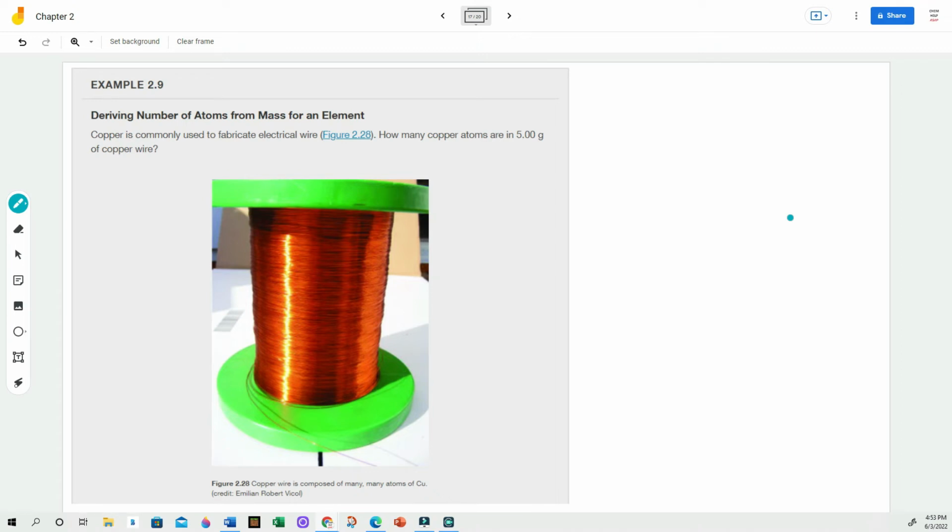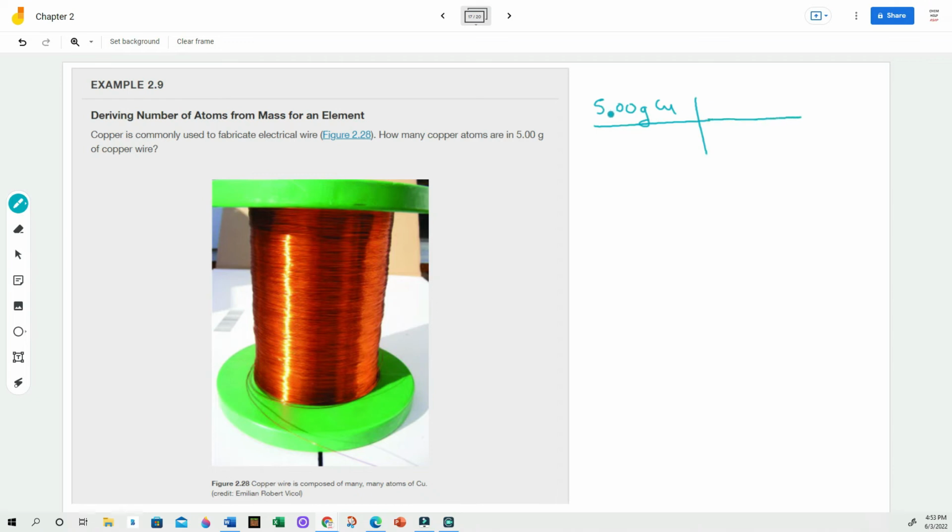Copper is commonly used to fabricate electrical wire. How many copper atoms are in 5 grams of copper wire? Okay, so in this problem we are given grams and we're asked to calculate how many atoms. So this is going to be a 2-step process, but I will also show you how to calculate it in 1 step, but you'll get the same answer no matter which way you do it. So starting with my 5 grams of copper, I'm going to first convert this into moles.